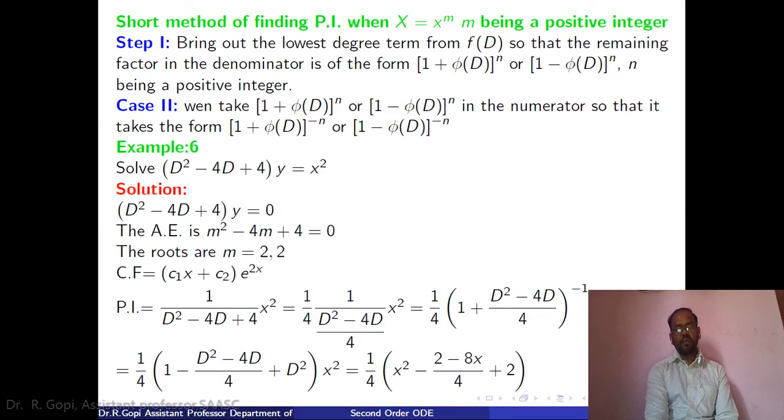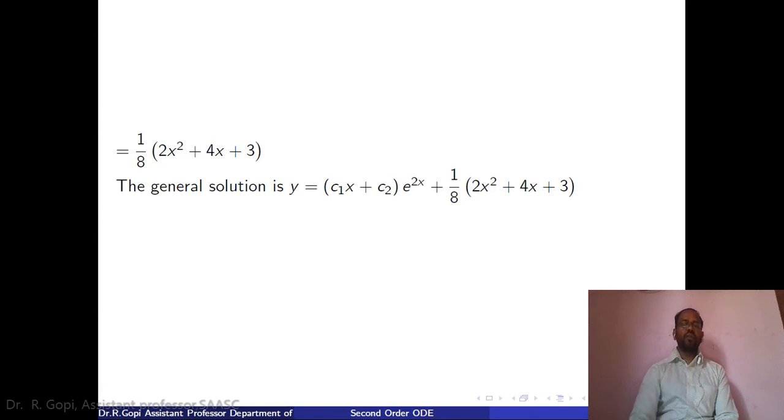So that is nothing but we have to cancel the particular term x squared minus 1 by 2 plus 2x. Then we have x squared minus 2x plus 2 minus 1 by 2 is nothing but 3 by 2. Then take 2 outside, then 1 by 8 into 2x squared plus 4x plus 3. So therefore the general solution is y equal to c1x plus c2 into e power 2x plus 1 by 8 into 2x squared plus 4x plus 3 is the general solution of the particular equation. Thank you.